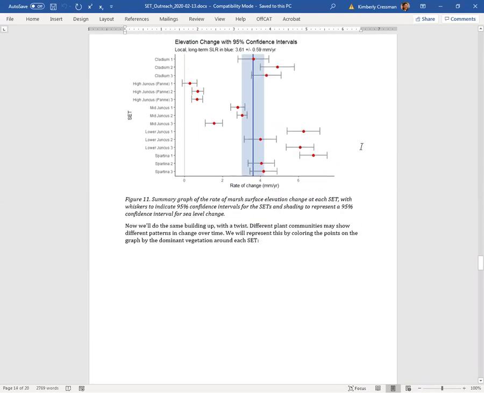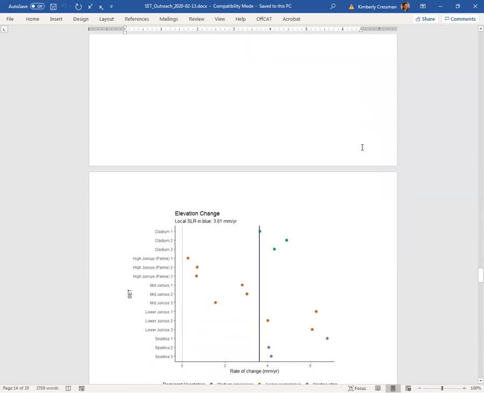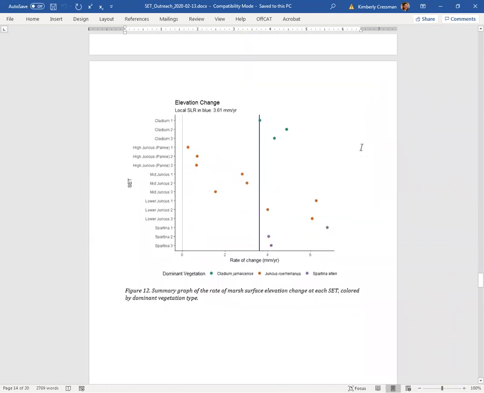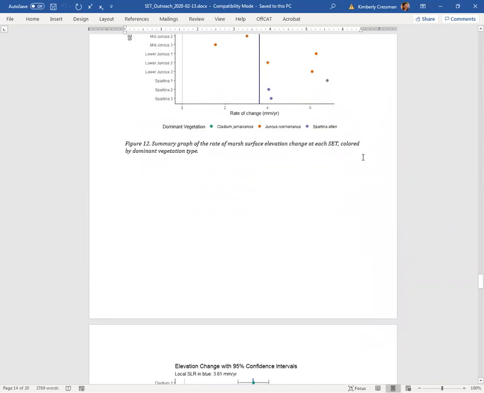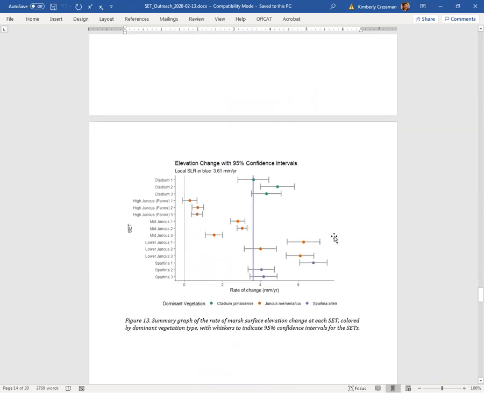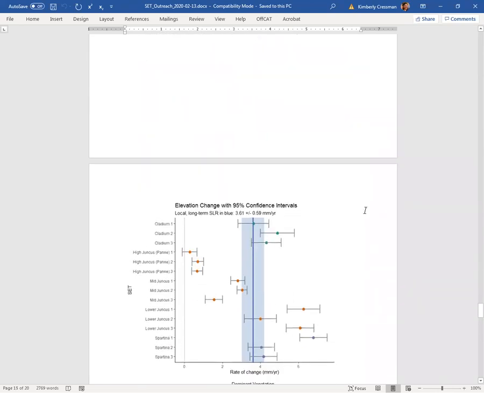Actually, in the maps, which we'll get to slightly later, there's another twist on these figures, and it's because people kept asking, can we color the points by the dominant vegetation? Because maybe a certain vegetation type, which is potentially associated with a higher elevation, is responding differently. And maybe the trends can be explained by the vegetation at a site. So we did add that in. And again, we have the entire buildup of these graphics just colored by vegetation type.